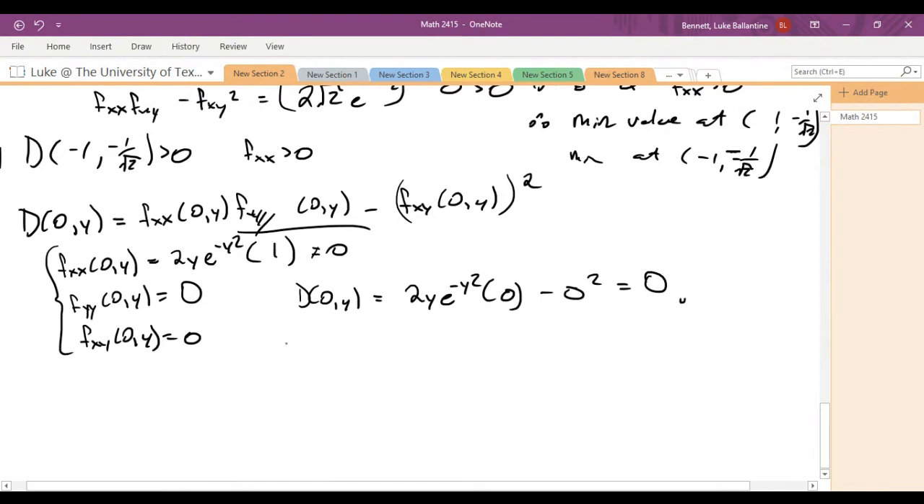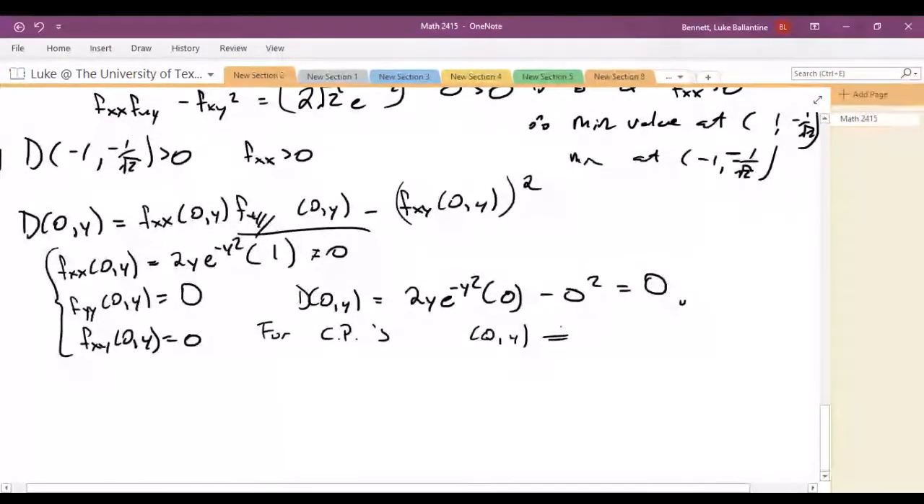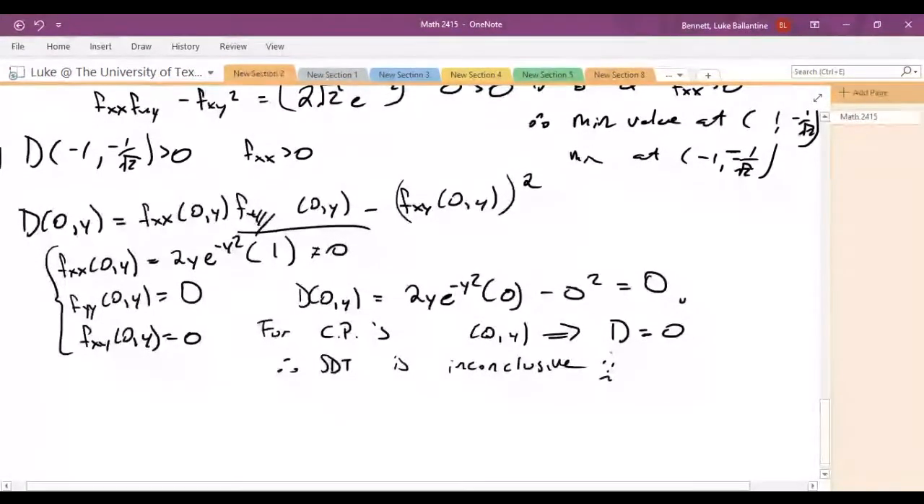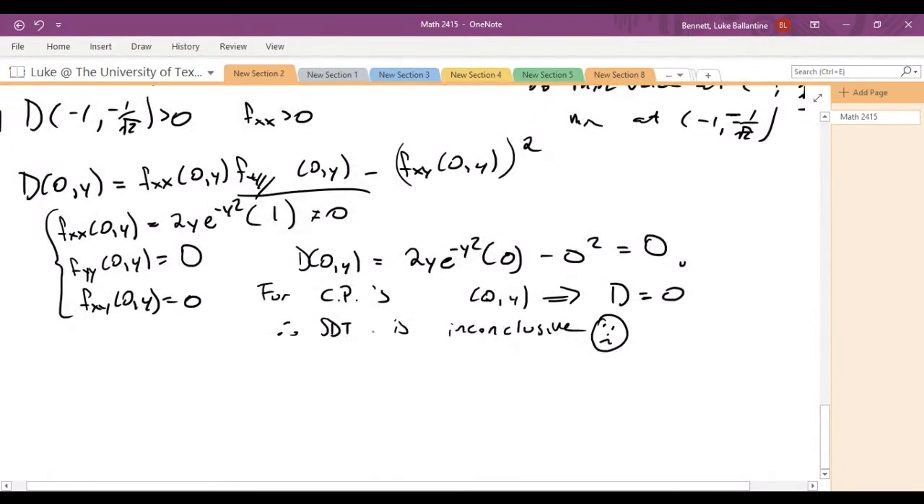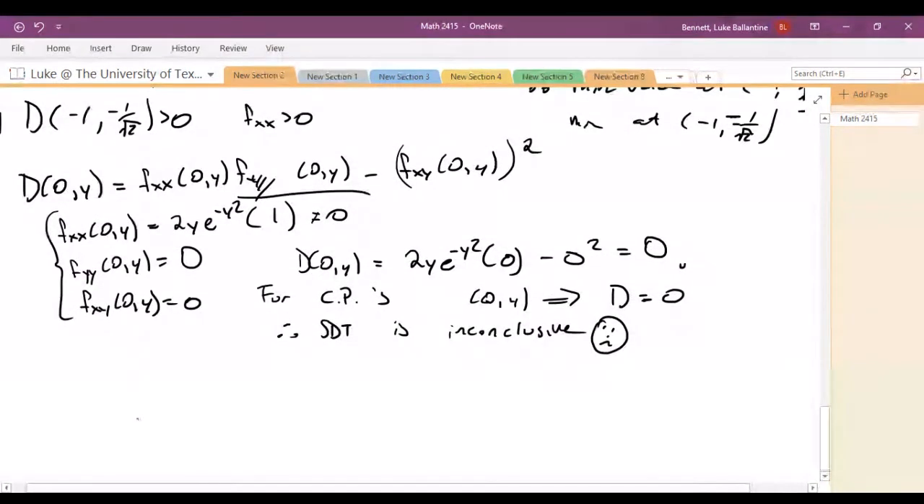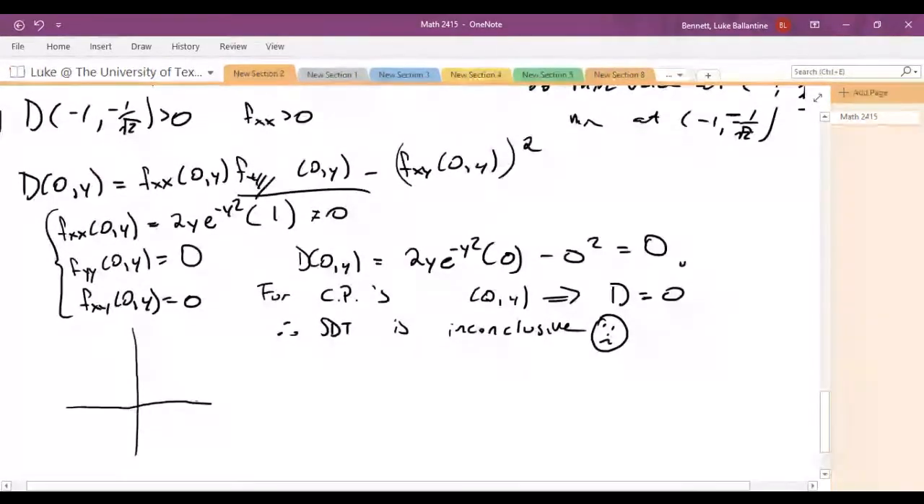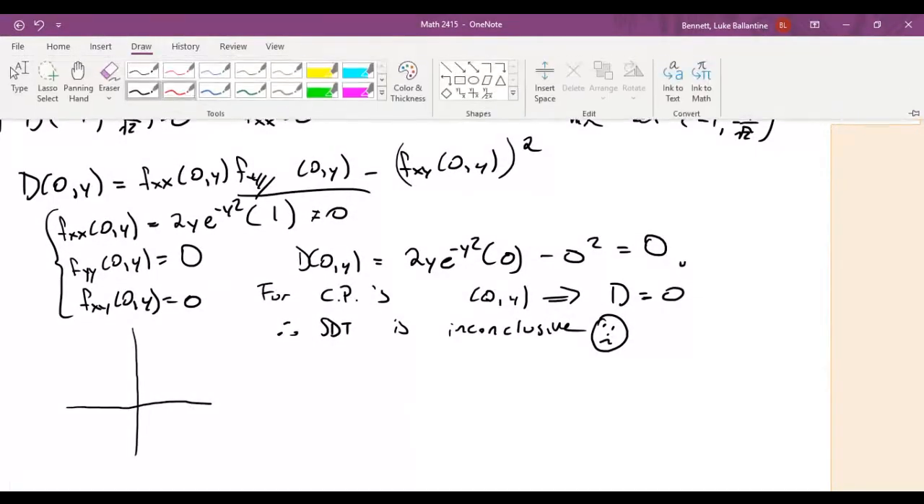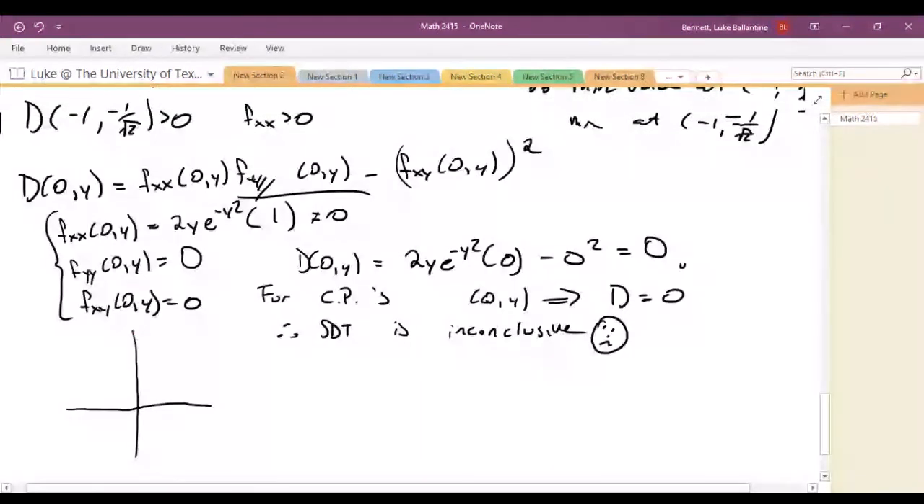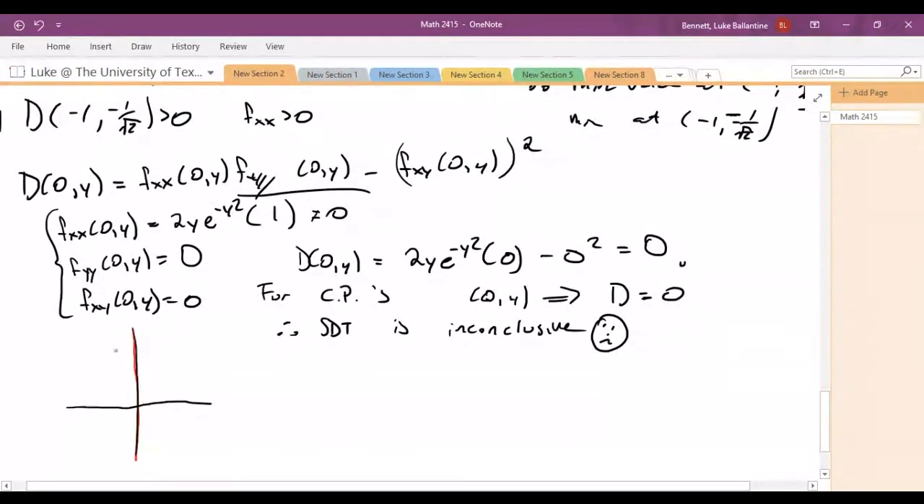Okay. So we showed that for the critical points 0 comma y, D is equal to 0. Therefore, the second derivative test is inconclusive. So what do we do? Let's look at the region in question, that's all the critical points. So if x is 0 and y is any real number, that means our critical points lie along the y-axis.